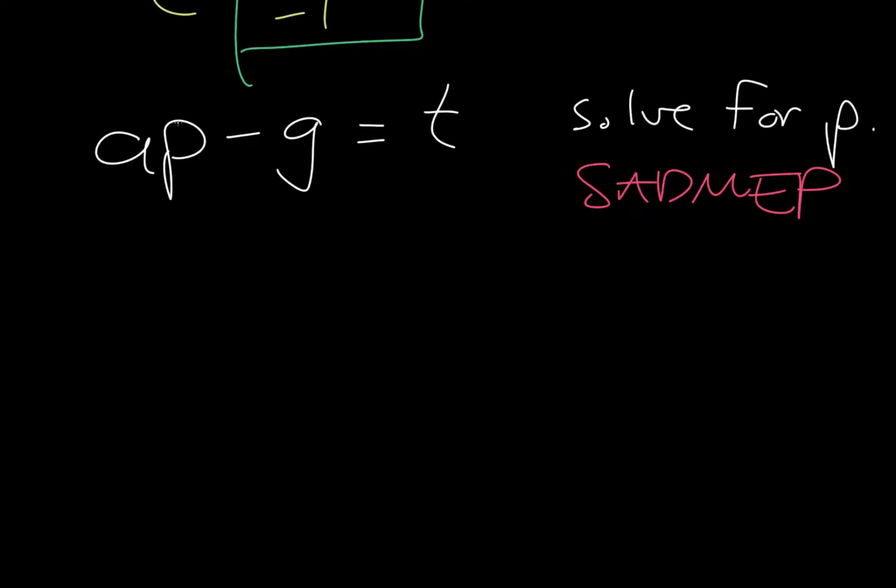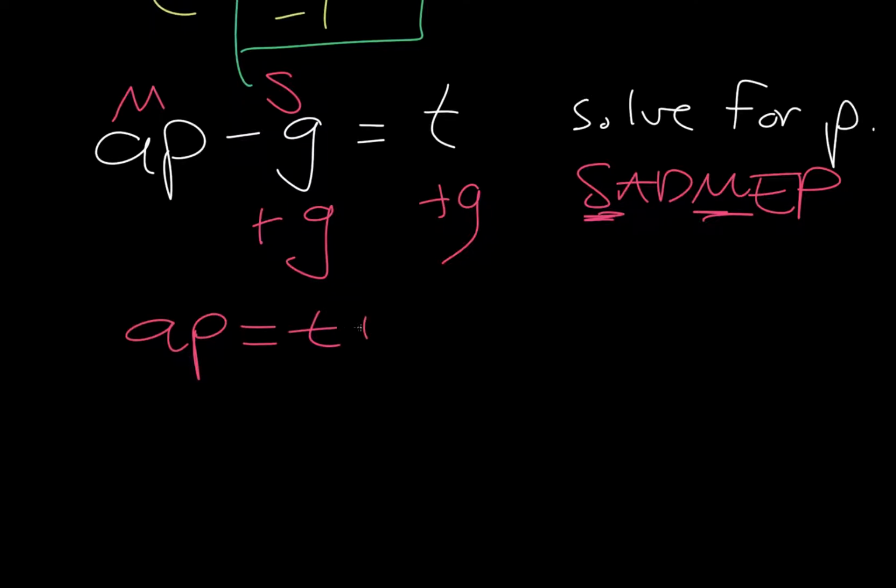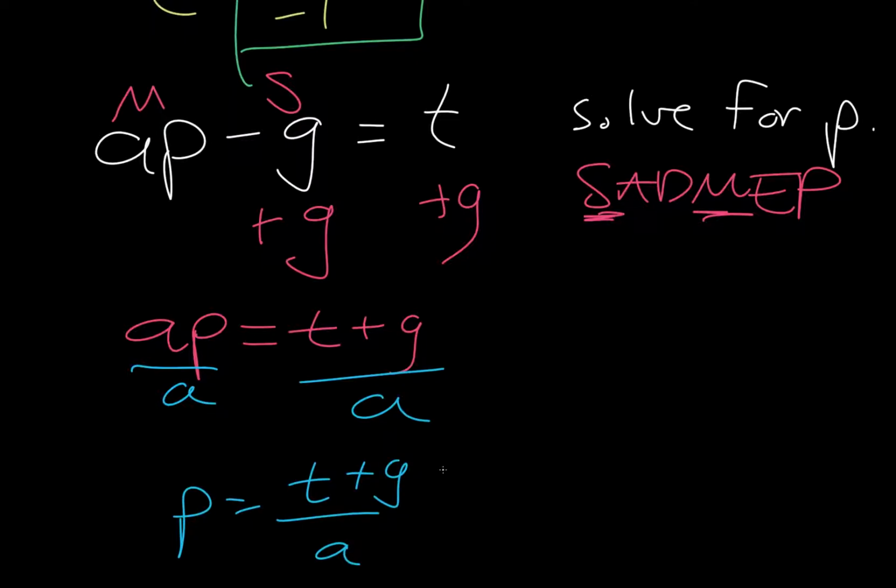So once again, it's how it's related to P. This is being subtracted from P, so this is an S. This is being multiplied, and T is on the other side, so we don't really worry about that. So we have multiplication, subtraction. Subtraction comes first. We undo the subtraction with addition. So we're left with AP equals T plus G. And we divide by A to get rid of that multiplication. And this would be our final answer.